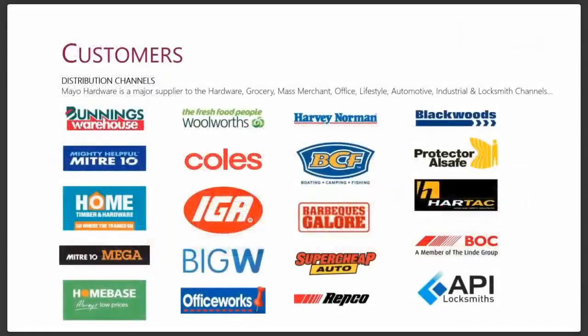Now you might not know Mayo Hardware necessarily, but you would know all of our products, and you're probably consumers of them. Hopefully you're consumers of them, and you'll find them in these major retailers. The main one, obviously for hardware products, is Bunnings. We're also right across the IHG group, meaning Mitre 10 and John Danks Home Timber and Hardware stores. We're in all the supermarkets, so Woolworths, Coles and IGA.